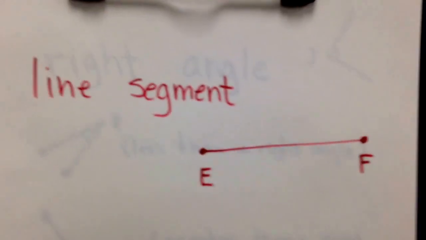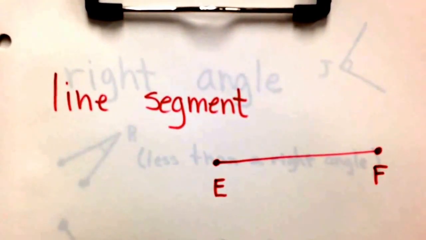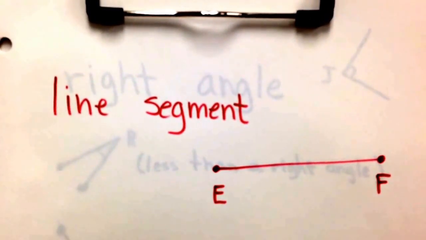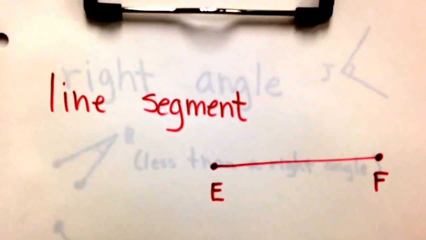Next, we'll talk about a line segment. Line segments are not shown with arrows on the end because a line segment does not go on and on forever. It's a tiny piece of a line. In fact, that's what segment means. This I've drawn is called line segment EF.